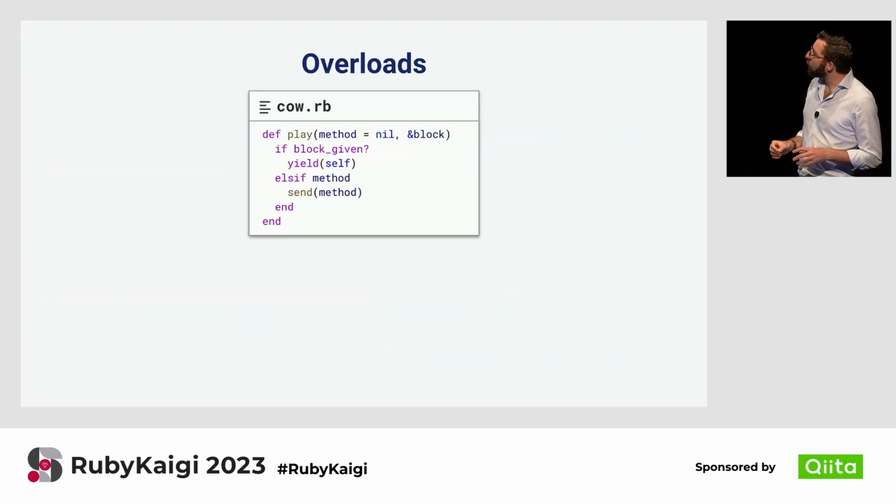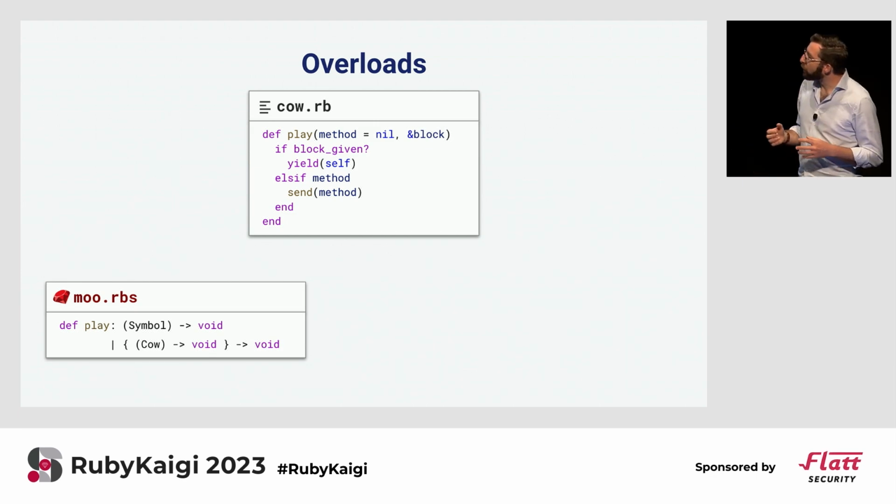Another limitation we have is around overloads. Here we have a method that can take a method name or a block and does different things depending on the arguments you pass. So in RBS, you will represent this such that it's taking either a symbol or a block that is going to take a cow as an argument and then return nothing.